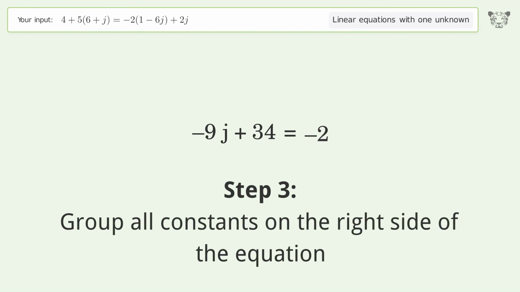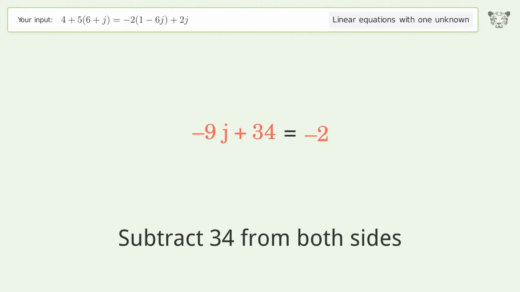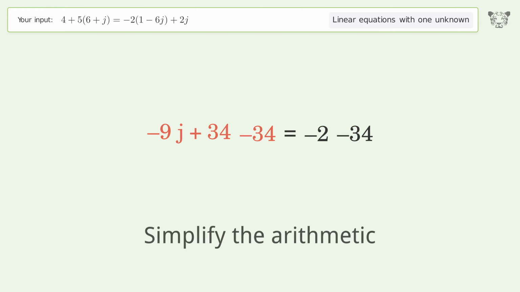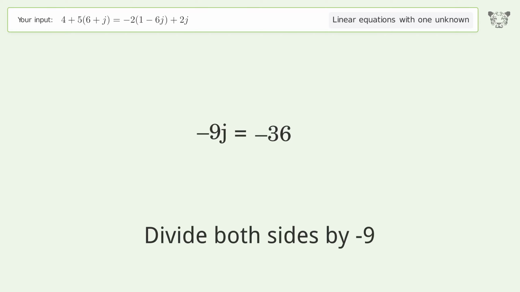Group all constants on the right side of the equation. Subtract 34 from both sides. Simplify the arithmetic. Isolate the j. Divide both sides by -9.